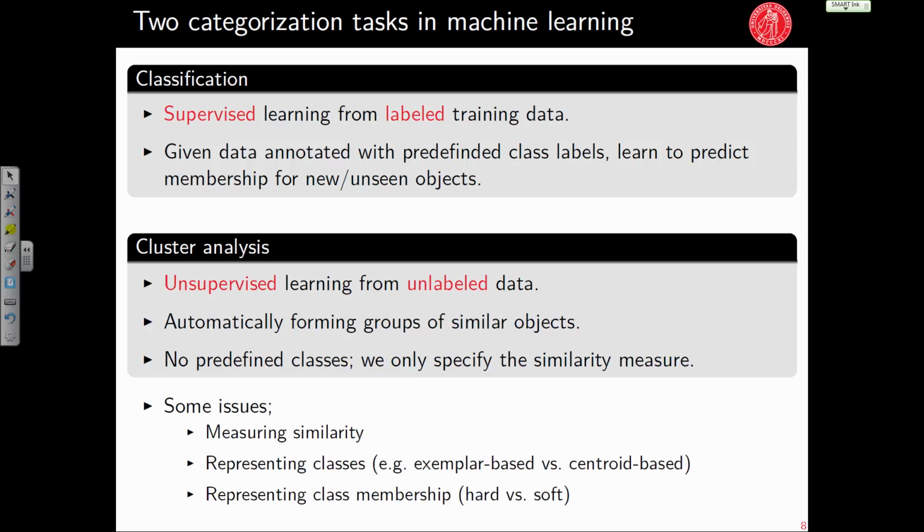Common issues between clustering and classification are how to actually measure similarity between objects, how to represent classes or clusters, and how to represent class membership and cluster membership.